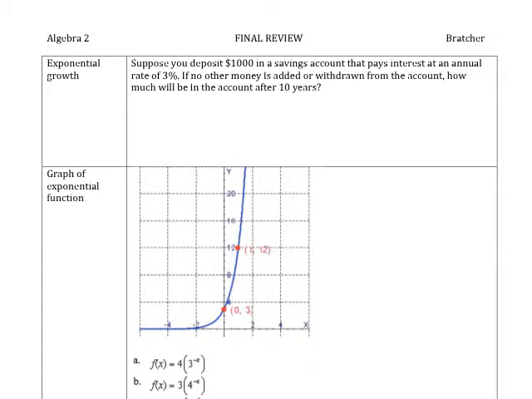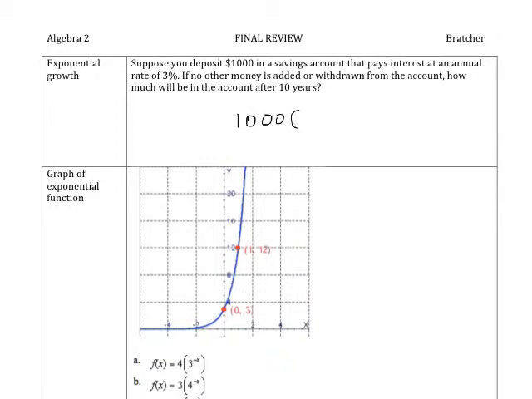Exponential growth, very similar to the last problem. Suppose you deposit $1,000 in a savings account that pays interest at an annual rate of 3%. If no other money is added or withdrawn from the account, how much would you have in the account after 10 years? Well, this time our money is growing, so we start with 1,000.